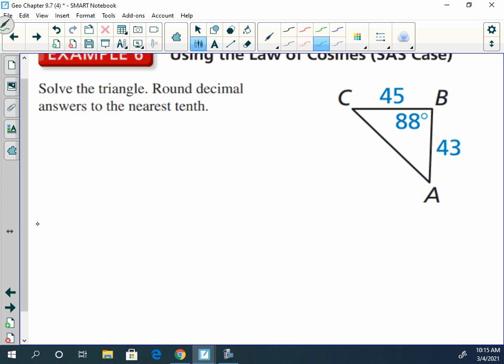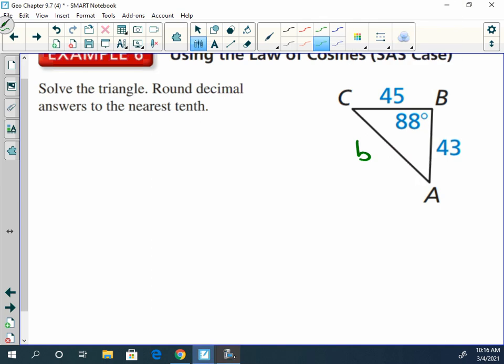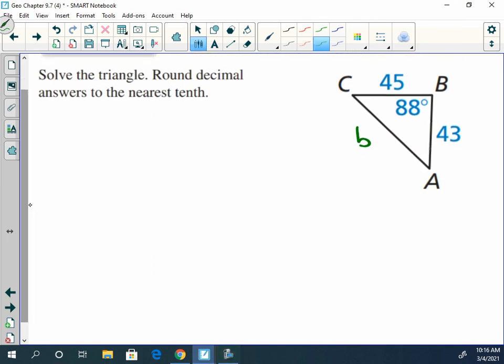Okay, let's look at this one here. Well, for us to be able to do anything, we need to find the value of B. So, trying to find B.